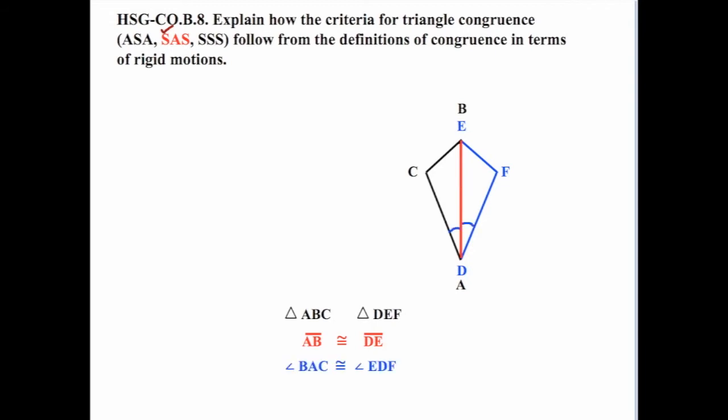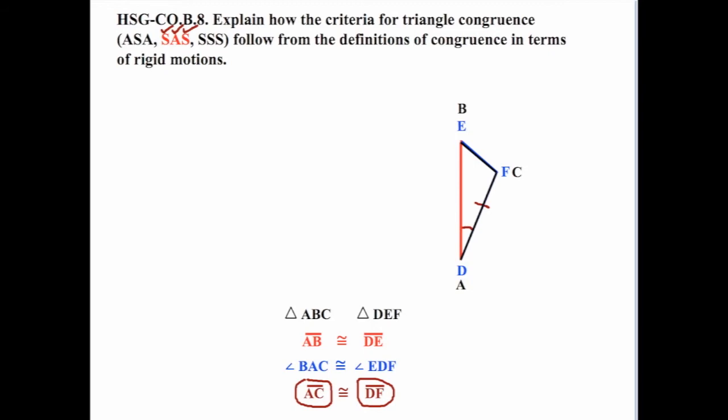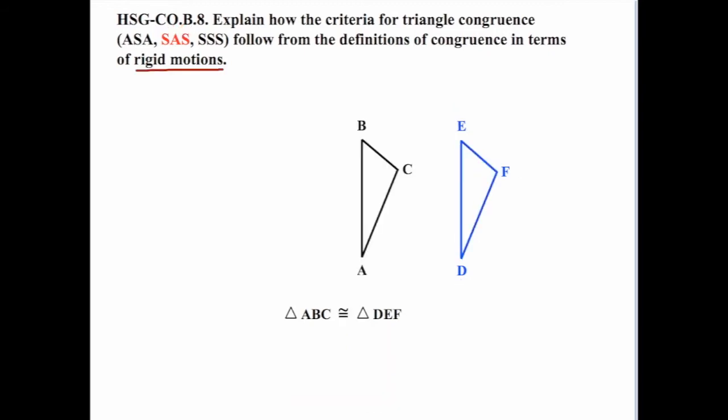Next, side angle side, we need to look at the angles BAC and EDF. In order to get the angles to line up, match over each other, then we need to reflect angle BAC across segment AB. So let's do that. Let's reflect it across here. Okay, so now we do have the angles overlapping, and they are congruent. Then the third part of side angle side, we have sides AC and DF, and they're already overlapping. We know they're congruent. And then when we zoom out and look at the overall triangles, one does overlap the other, so we know that the two triangles are congruent.